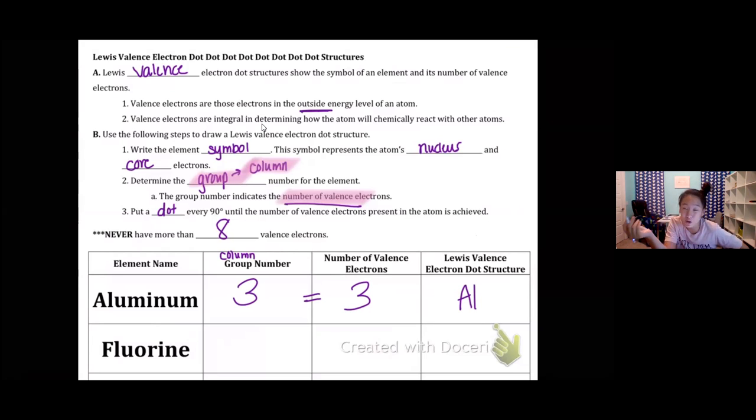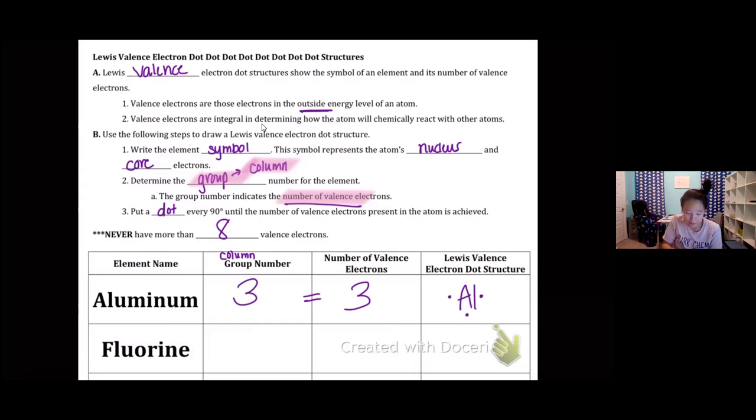It doesn't matter where you start. You can start on the left, the top, the right, or the bottom, as long as you put 1 on each side before you double up. So I'm going to just start here. I'm going to draw 1, 2, 3 like that, and that's correct. If you decided to start somewhere else, you could do 1, 2, 3, and that's correct also. It doesn't really matter as long as you have 3 dots and they're 1 on each side.